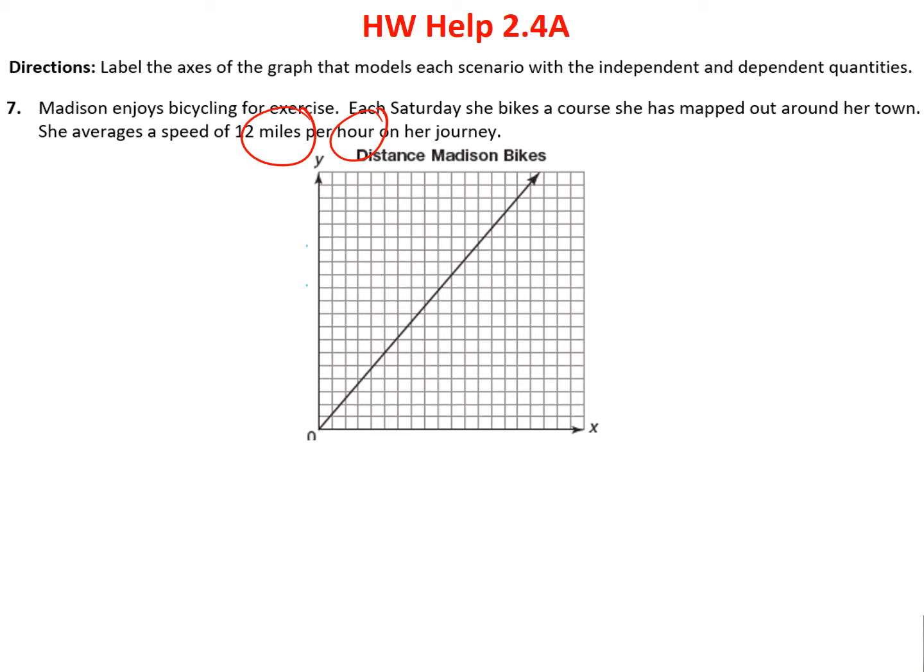Now notice that we're graphing distance. So I'm assuming that what I'm graphing here is the distance, and that's going to be in miles. And the other one is miles per hour, so I would be graphing time, and that's going to be in terms of hours. So as time goes by, every hour she goes 12 miles, and so we have a steady graph of this nature.